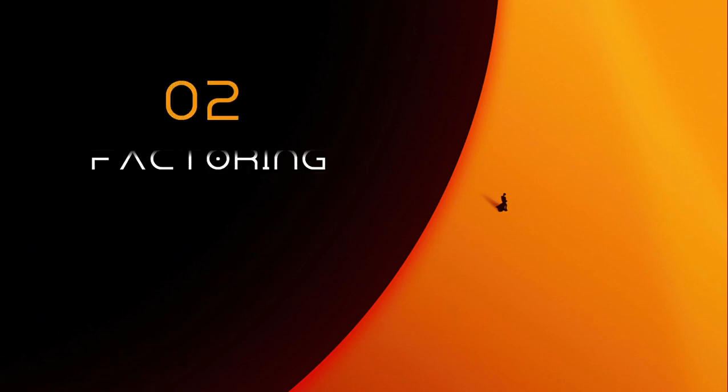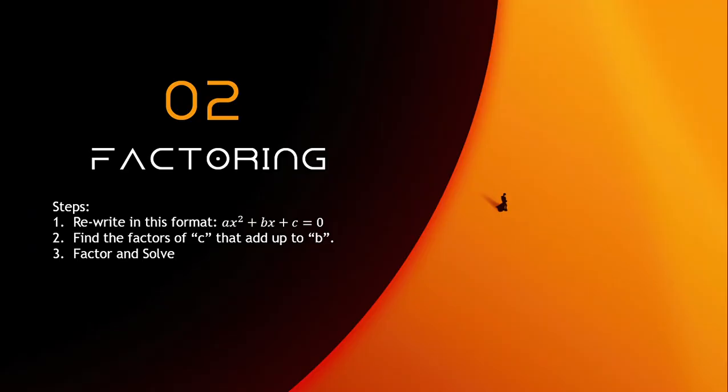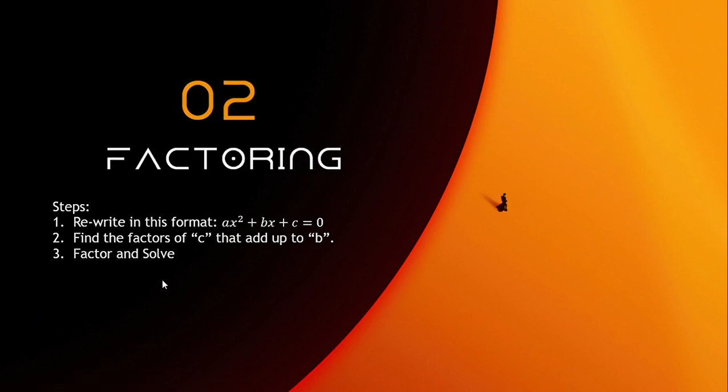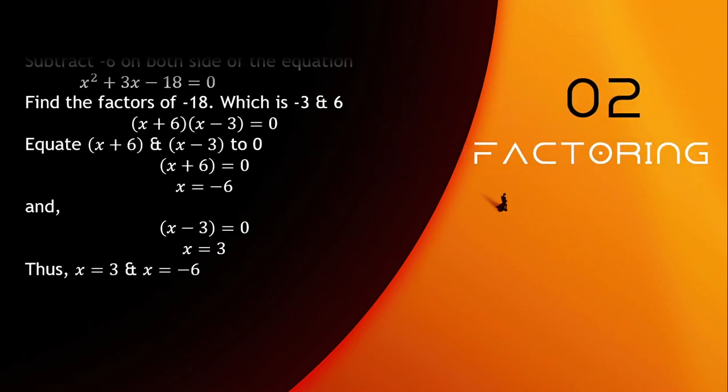Now, let's proceed to the second method, which is factoring. The steps in factoring are that we rewrite the equation in this format, ax squared plus bx plus c is equal to 0, and then we find the factors of c that add up to b. So the factors of c should add up to the value of b. After that, you just factor, then solve. And this is the example.